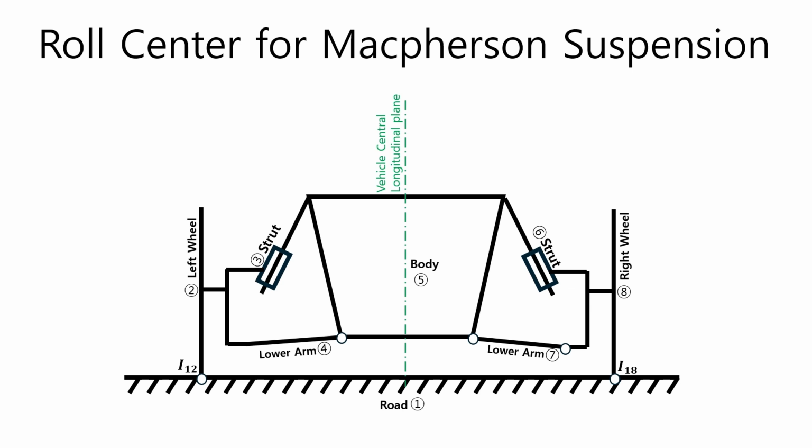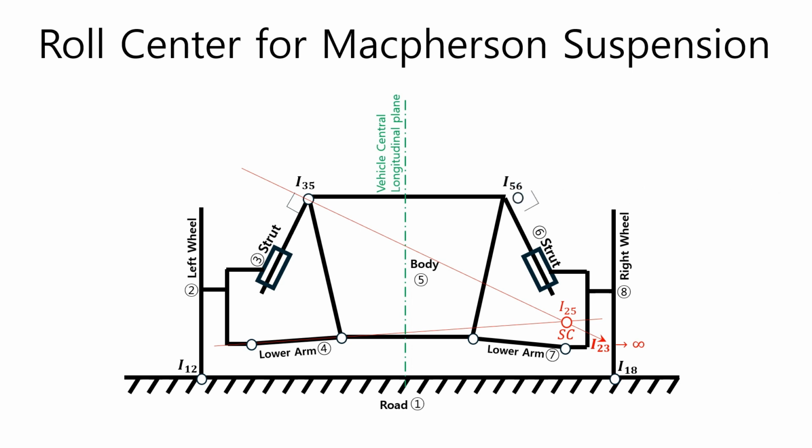Next, represent the straight line perpendicular to the strut from the body mounting point of the left strut and the straight line coincident with the lower arm, and find the instant center I25, which is the intersection of these straight lines. This is the swing center of the left wheel with respect to the body.